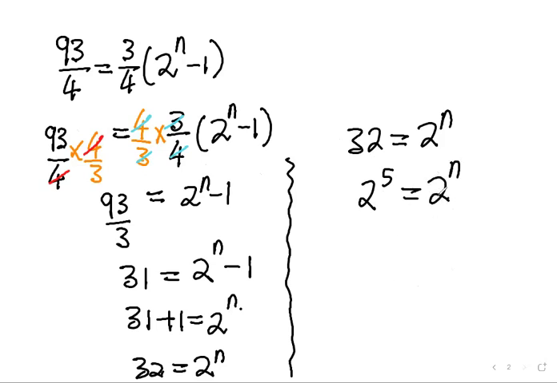Now math says when the bases are the same, you equate the exponents, right? It will be 5 is equal to n. Therefore, n is equal to 5. Now, since we got n is equal to 5, we know that this is our final answer.